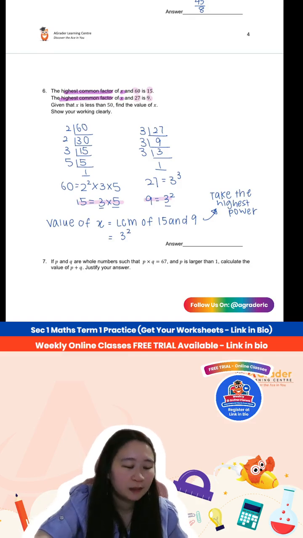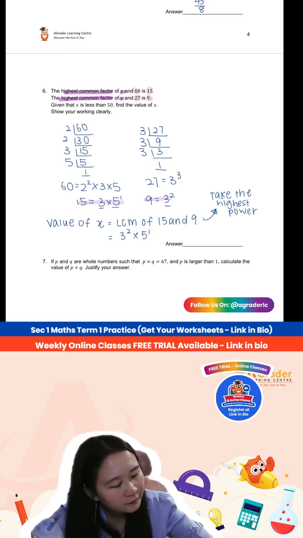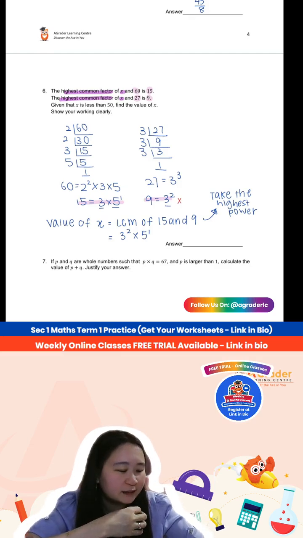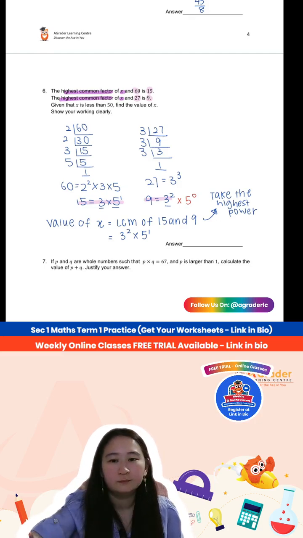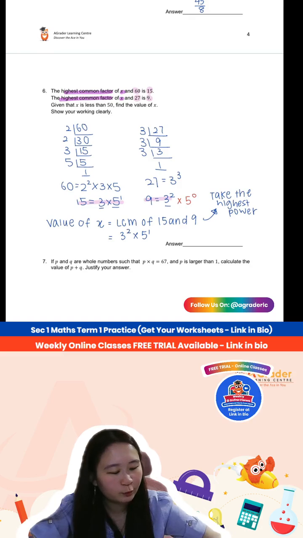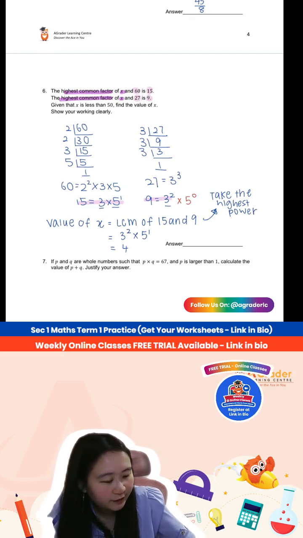Because x minimally must have all the factors of 15 and 9. That's why we need to find the LCM of 15 and 9, since it is the highest common factor. Okay, and then next we have 5. For 5, the highest power is 1. When 9 doesn't have the base 5, it means it's times 5 to the power of 0. So 1 is greater than 0. That's why we take 5 to the power of 1. So 3 squared times 5, we get 45.